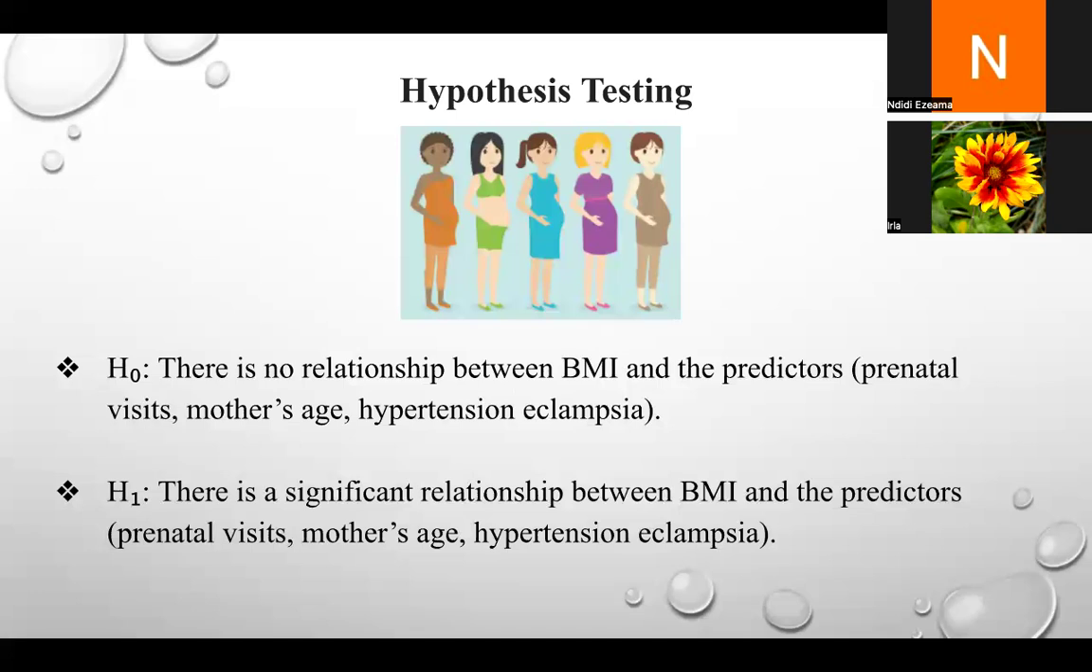So for our hypothesis testing, we have our null, which is there is no relationship between BMI and the predictors such as prenatal visits, mother's age, and hypertension, eclampsia. And then we have our alternate, meaning that there is a significant relationship between BMI and the predictors, prenatal visits, mother's age, hypertension, eclampsia.